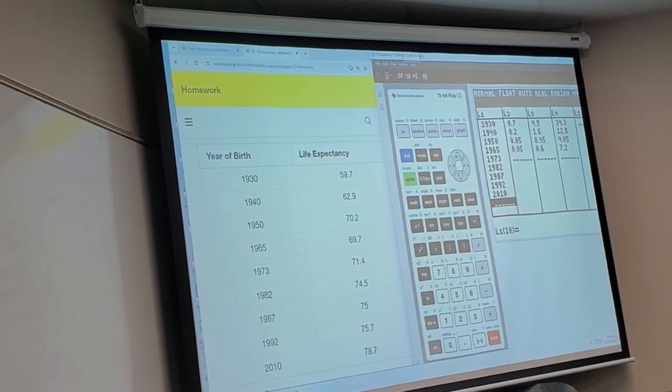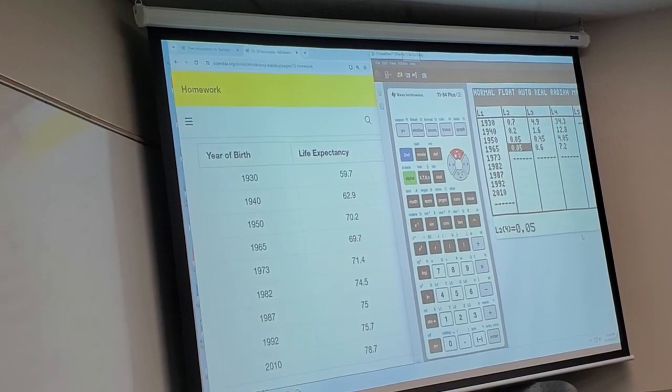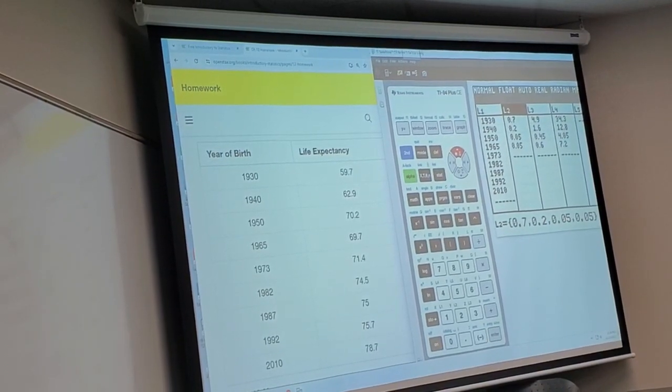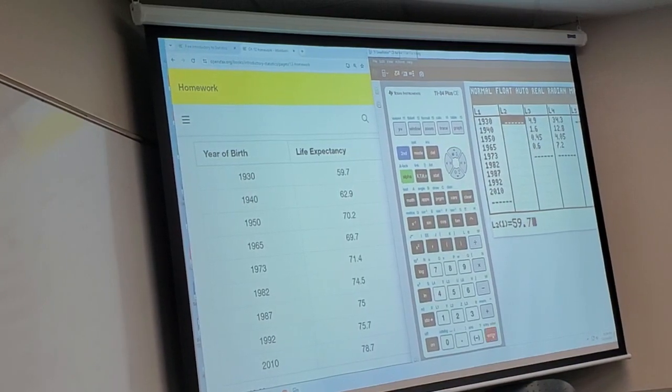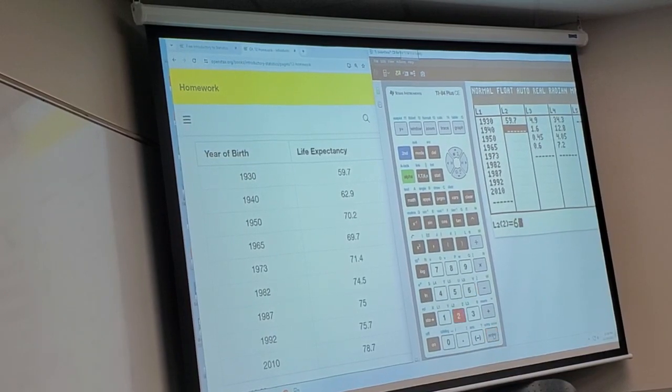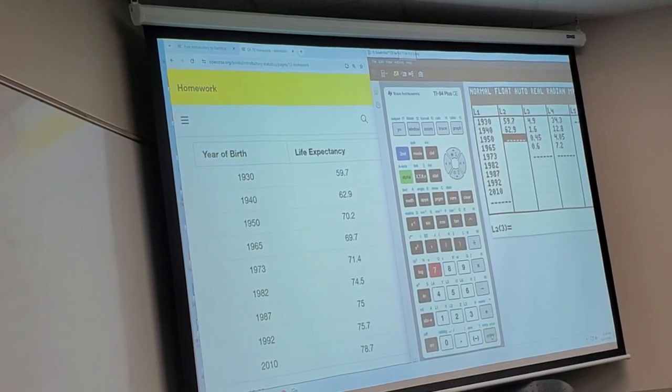I think that's all of them. Yeah. And then list 2. We're going to do clear. And then we're going to put life expectancy. Look at that. These poor fools back in the day.